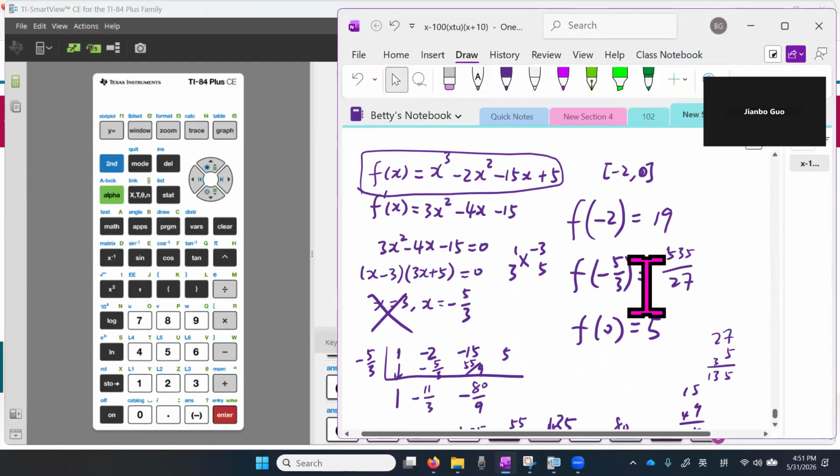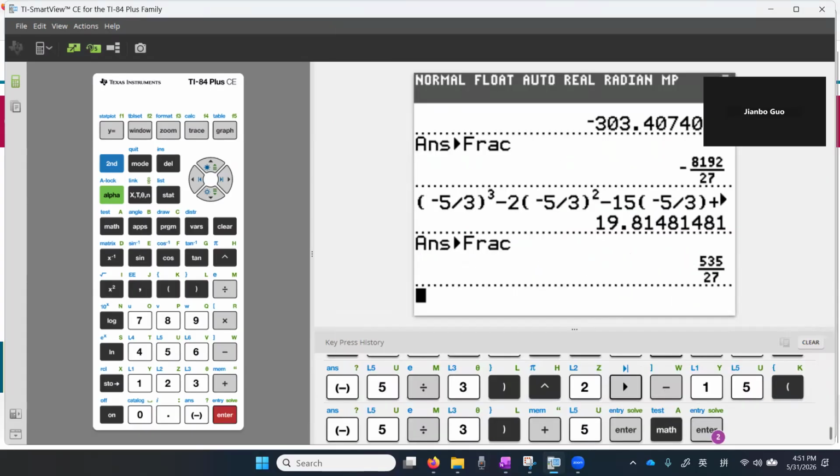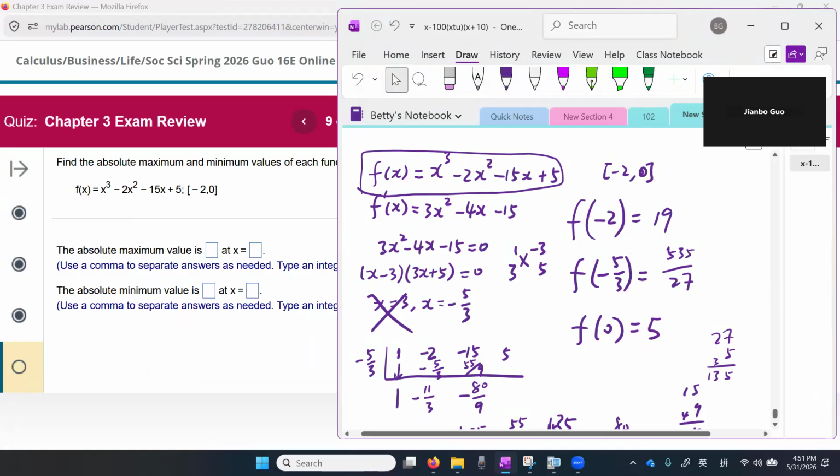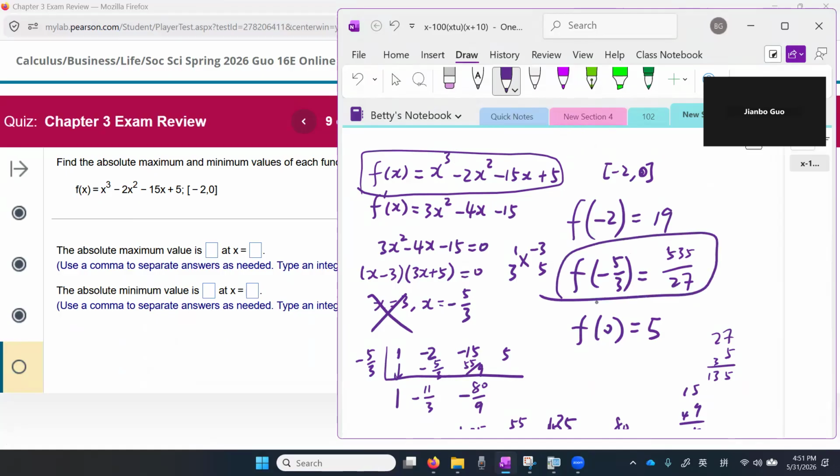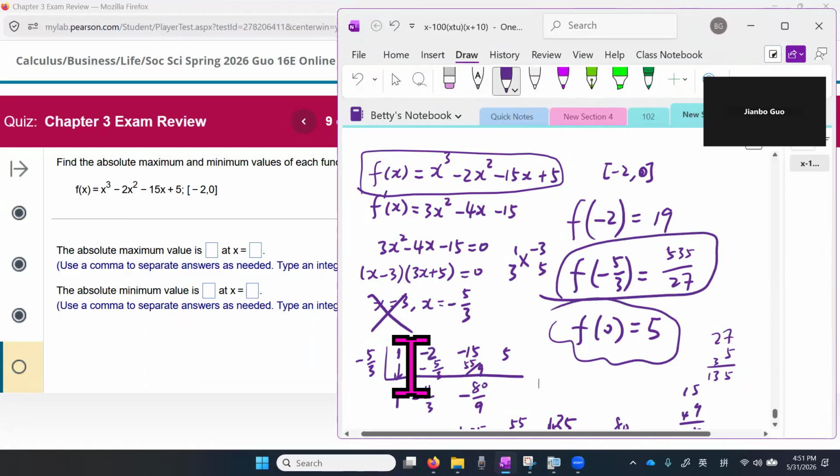All right, it's very troublesome. Which value is biggest? 535 over 27 is 19.8. So it is the biggest. The smallest is this one. All right. So we can answer the question now.